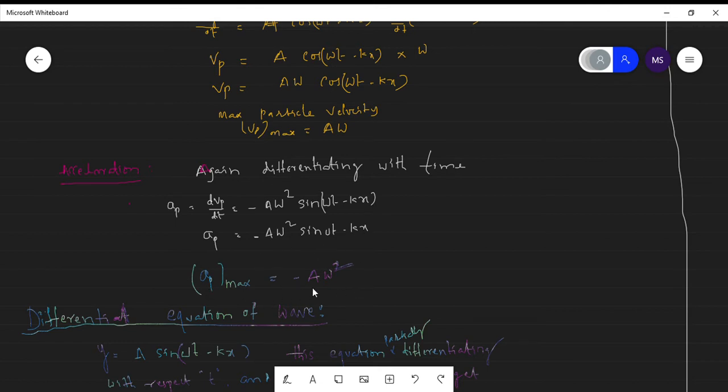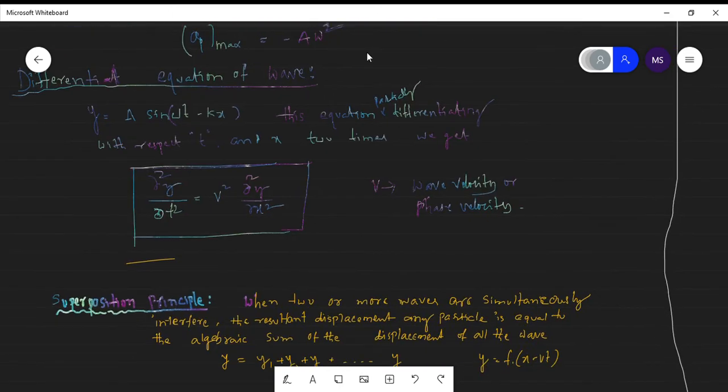Ap maximum is equal to a omega square. Why? Because sine of (omega t minus kx) oscillates between maximum and minimum, and its maximum value is 1. So 1 into a omega square gives minus a omega square in magnitude. This is Ap maximum, the maximum acceleration.